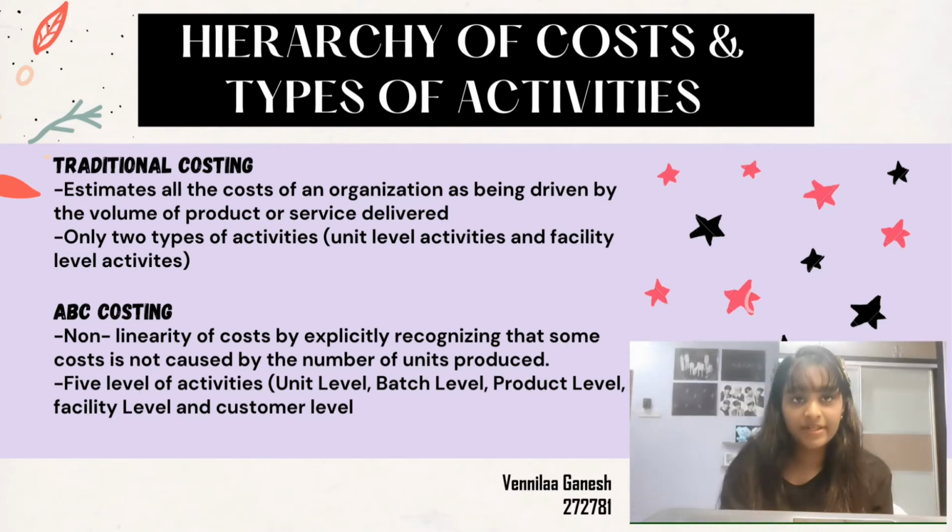I am going to present about the hierarchy of costs and types of activities of ABC costing and traditional costing. Traditional costing generally estimates all the cost of an organization as being driven by the volume of product or service delivered. For traditional costing, only 2 types of activities, which are unit level activities and facility level activities, are being used.